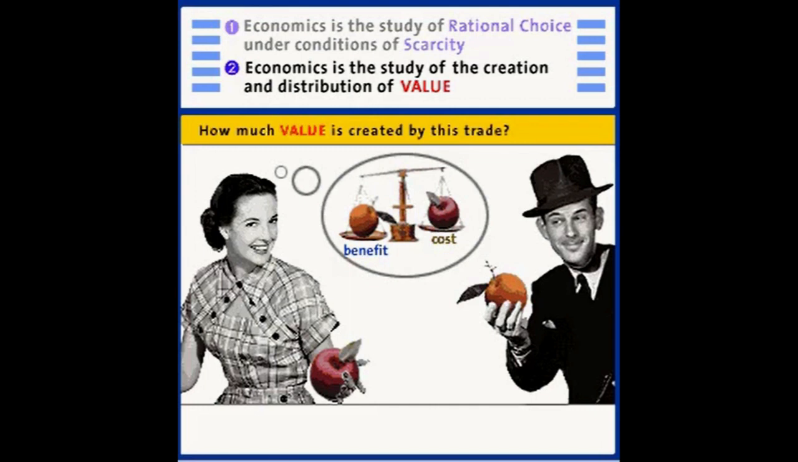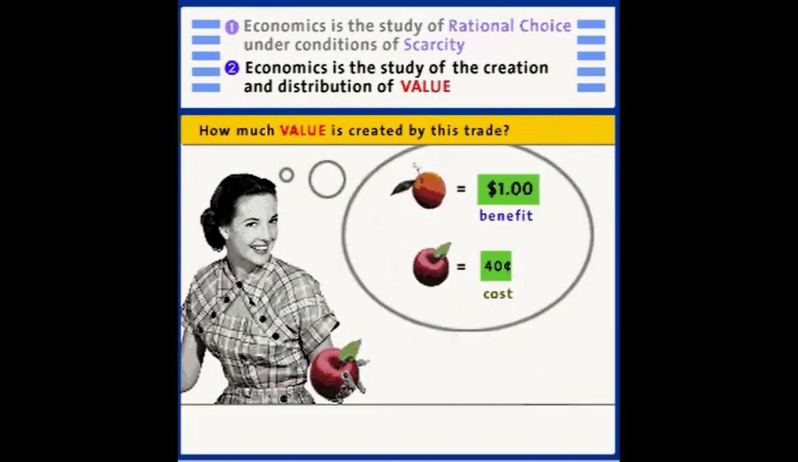If I trade you your apple for my peach, you're getting a benefit that you value at $1. And the opportunity cost is the 40 cents worth of satisfaction that you would have received from the apple. $1 worth of benefit minus 40 cents worth of cost means that we have created 60 cents worth of value for you when you trade the apple for the peach.